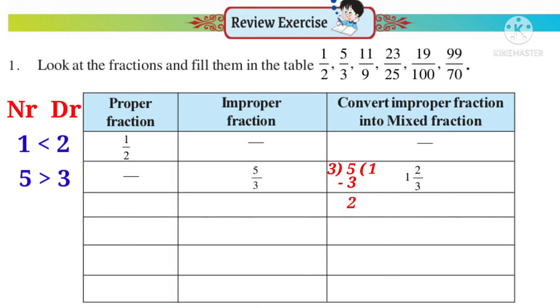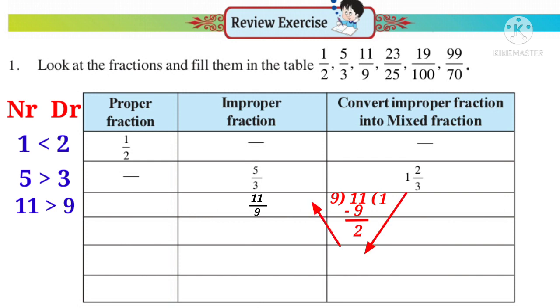Now third fraction 11 by 9, numerator 11 is greater than denominator 9. So it is improper fraction. Put it in improper fraction. Divide 11 by 9. 9 ones are 9. By subtraction we get 2. So mixed fraction is 1 2 by 9. Next, fourth fraction 23 by 25.